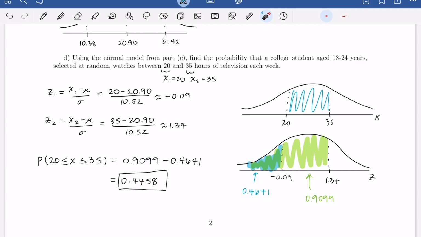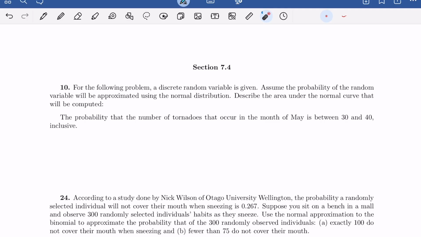So this brings us to section 7.4, where we're looking at the normal approximation to the binomial probability distribution. So for question 10 here, we're going to be given a discrete random variable. We want to assume the probability of this random variable will be approximated using the normal distribution. So we want to describe the area under the normal curve that will be computed. So in this scenario, we want to find the probability that the number of tornadoes that occur in the month of May is between 30 and 40 inclusive. So we're including the values of 30 and 40.